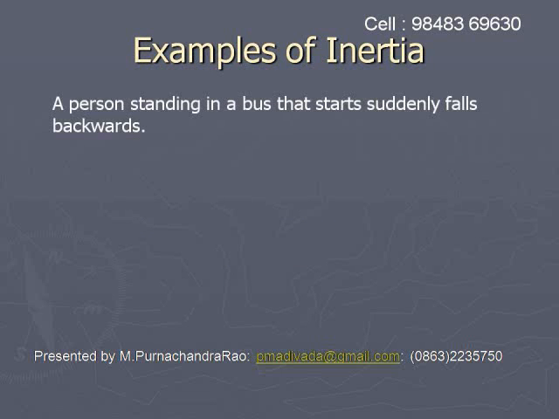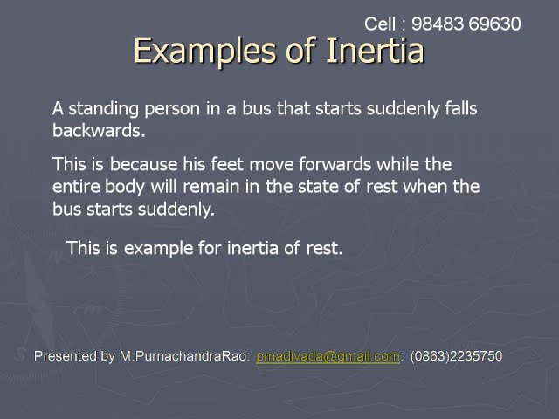A standing person in a bus that starts suddenly falls backwards. A person falls backwards if the bus is taken off suddenly. This is because his feet move forwards while the entire body will remain in the state of rest. This is an example for inertia of rest.